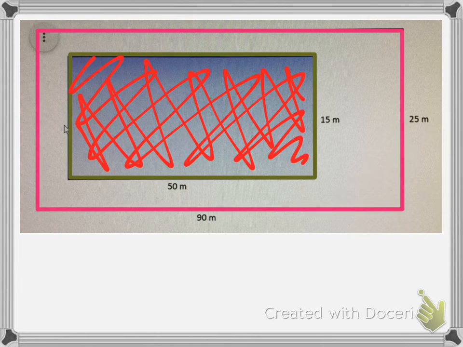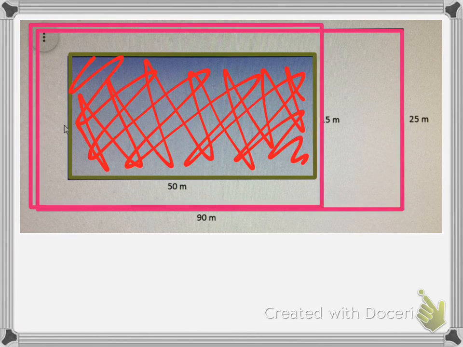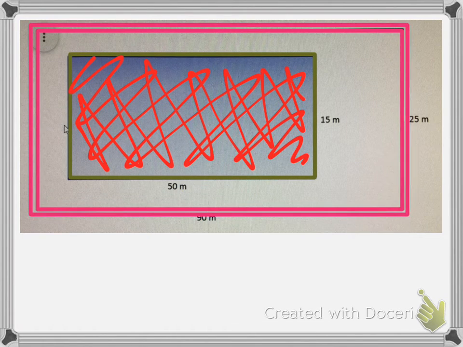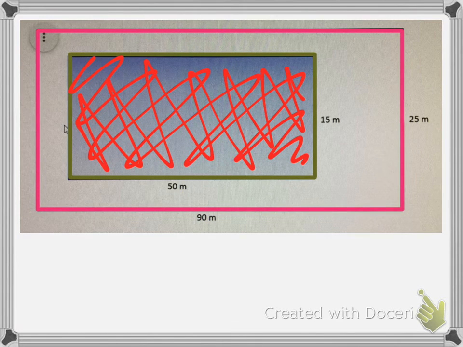So what I would ask you to do is find the area of the giant rectangle, which is going to be 90 by 25. Calculate that area, length times width.